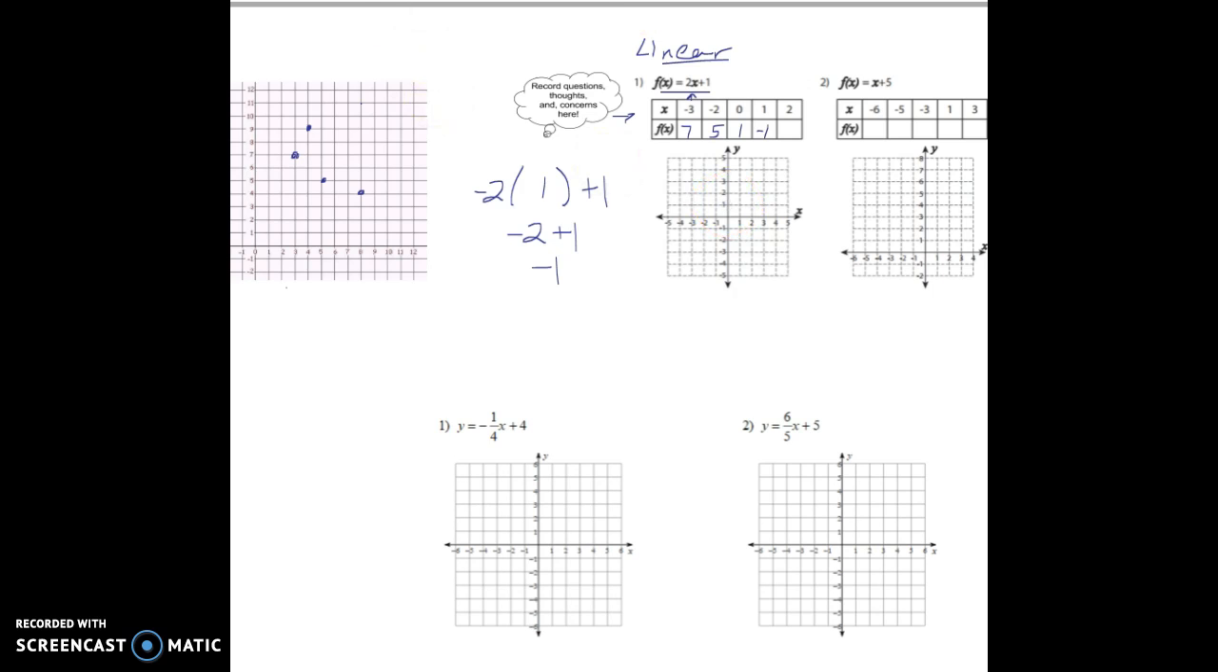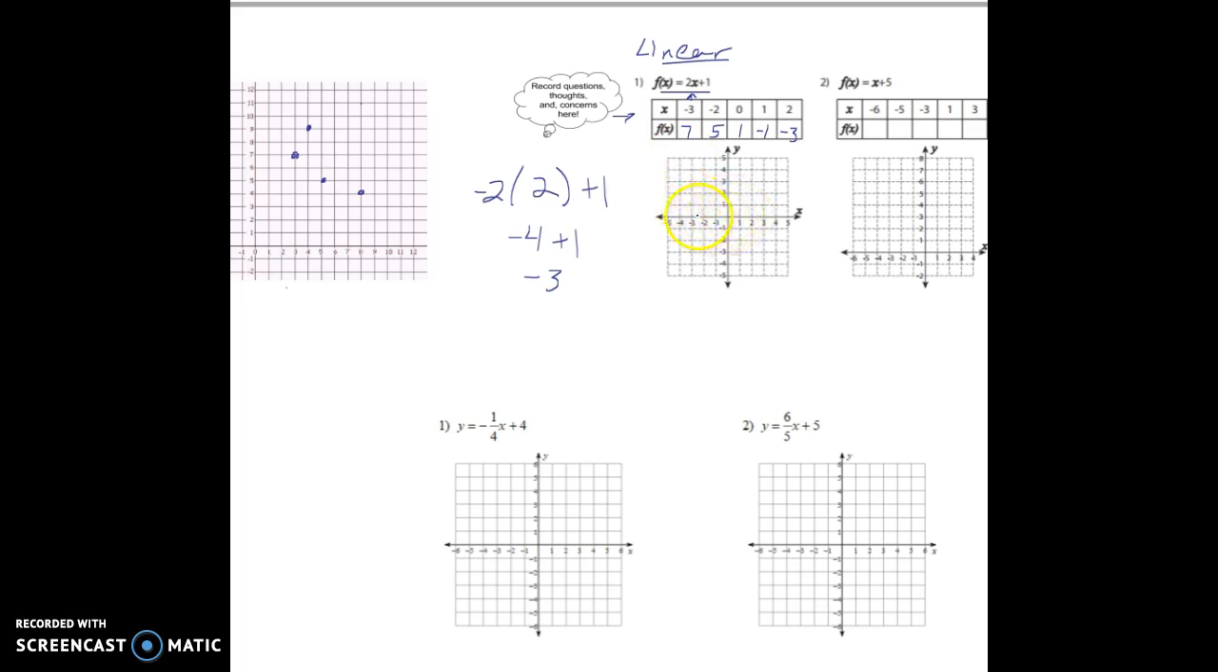All right, and then now I've got 2. So I'm going to substitute a 2 in where the x was in the original equation. So -2 times 2 plus 1. -2 times 2 is -4 plus 1 is -3. So there's that point. All right, now I'm going to graph these points.